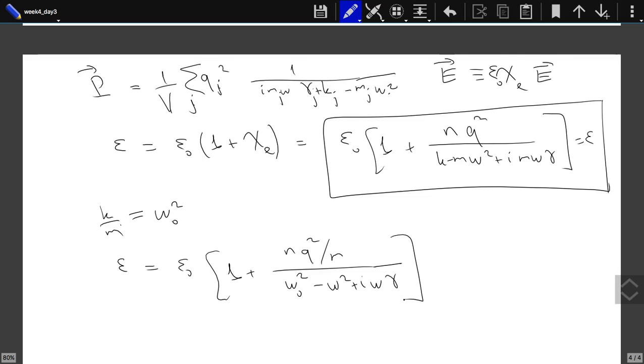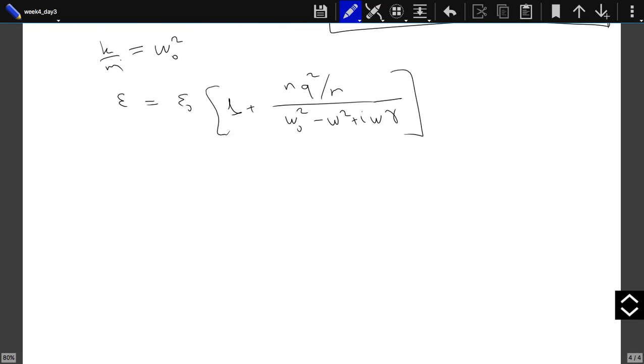Now, in general, gamma is small. The damping coefficient for a single electron will not be large. So if omega is far away from omega 0, this number is large, so we can just ignore this. So the electric permittivity is a real number. It is still frequency dependent, but nevertheless it's a real number. If you are close to one of these frequencies, omega equal to omega 0, then this is small. You cannot ignore this. Since you cannot ignore that one, epsilon is now imaginary. It has an imaginary part.